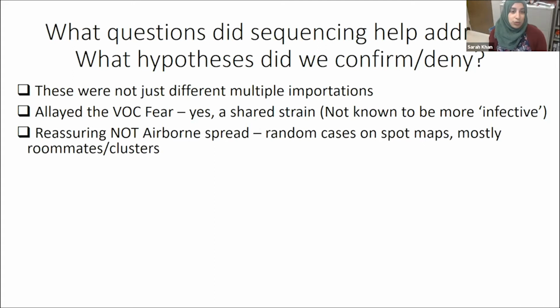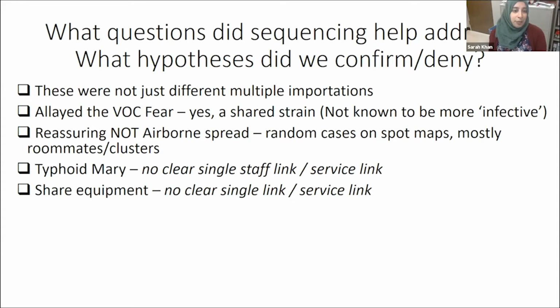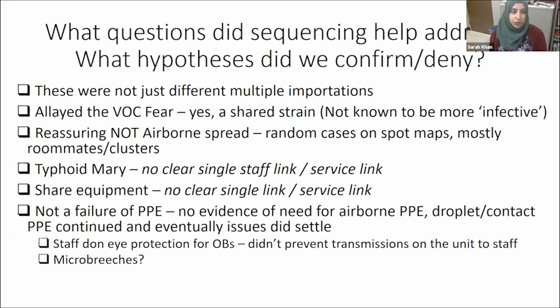Overall, I would say that this is sort of reassuring that we weren't seeing airborne spread. It was random cases on our spot map and likely associated with roommates or clusters of cases around an area. We never were able to find a typhoid Mary, a single link that attached all of these cases on any of the specific units. We couldn't identify a piece of shared equipment that was the specific concern.